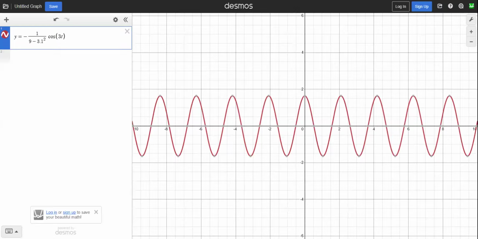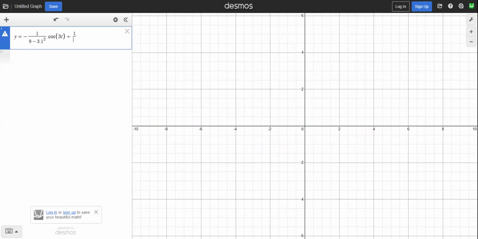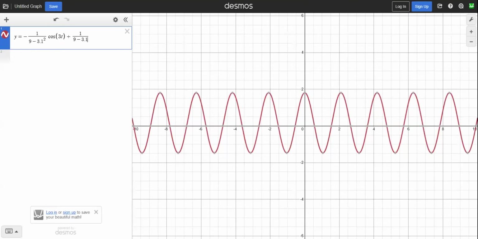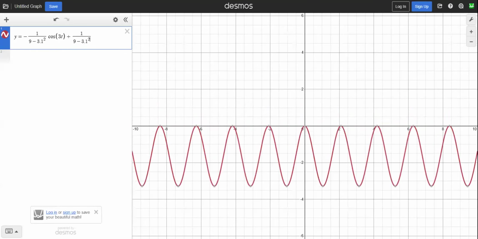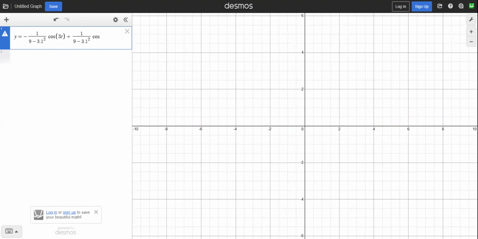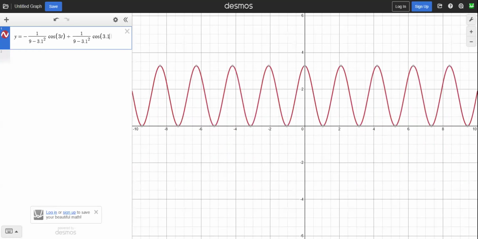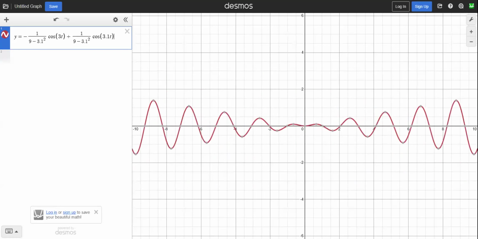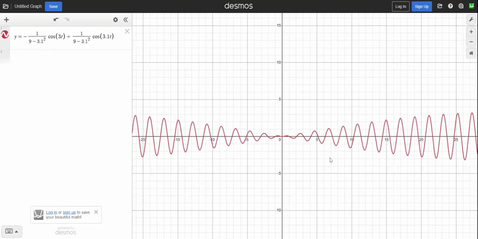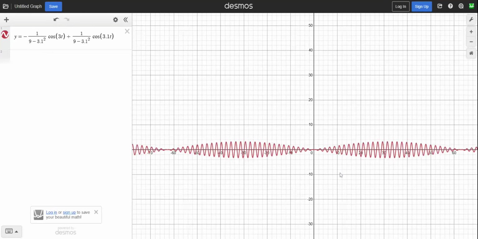But then the effect of the forcing function here, we have that, plus 1 over 9 minus 3.1 squared, and then cosine 3.1t. Like this. So this is what it looks like here. This would be the motion of it, so it's a more complicated motion. That's like if you push on it. Remember, it has a little external force on it now.